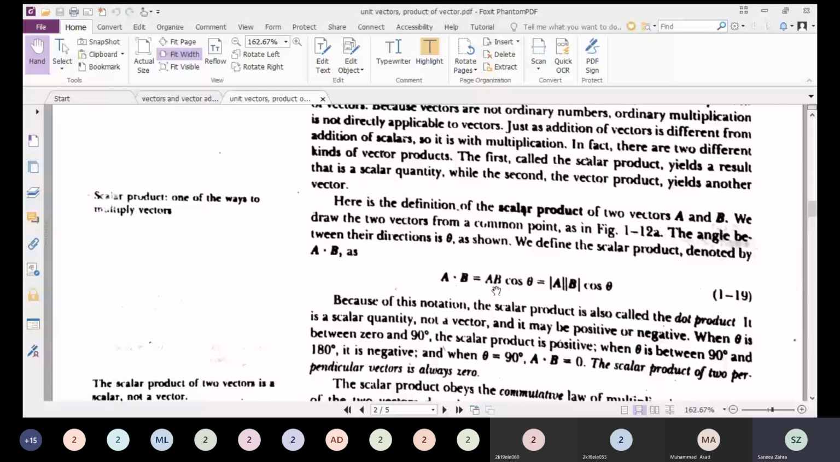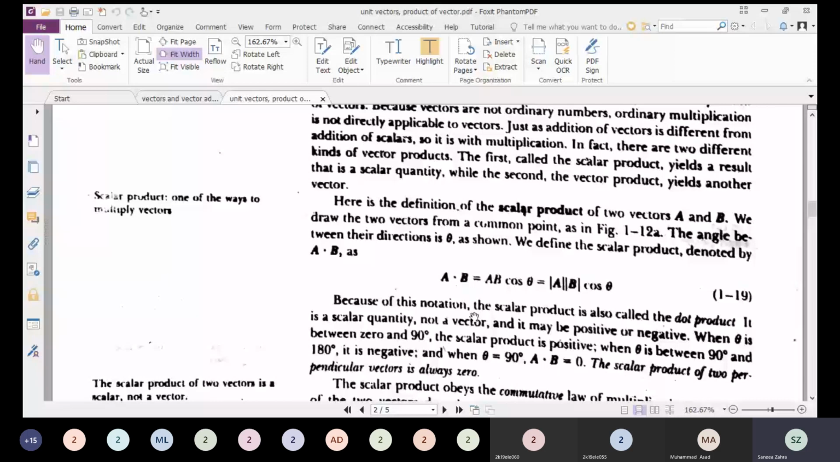Because of this dot, it is called the dot product. You can also name it a scalar product. It is a scalar quantity, not a vector quantity. Whenever two physical quantities have a dot product, they will result in a scalar quantity, not a vector quantity.